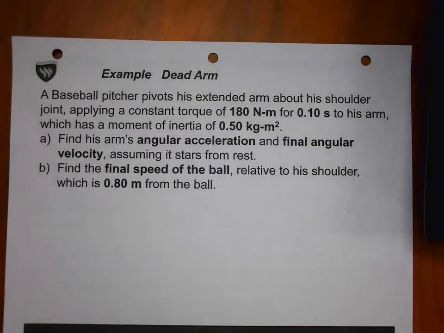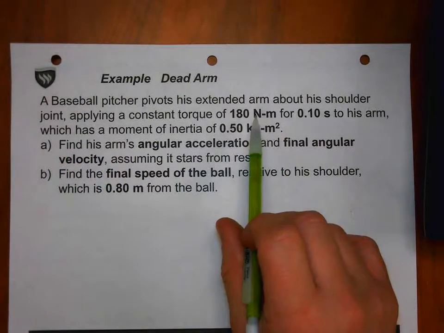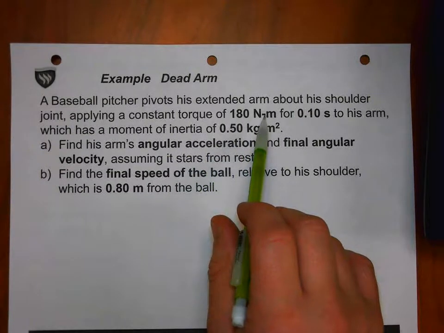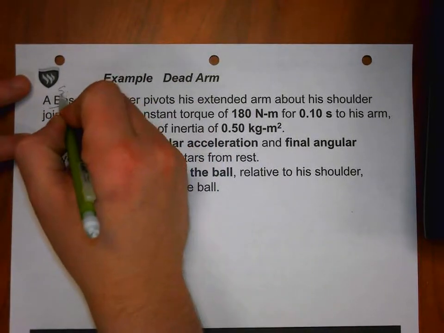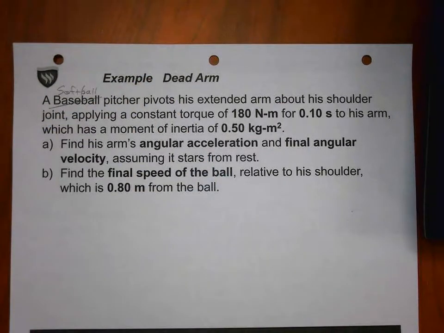Okay, so we're now moving on to talking about topics involving moment of inertia. In this case, a baseball pitcher pivots his extended arm about his shoulder joint, applying a constant torque of 180 newton meters for some duration of time. Now, as we discussed in class, this makes much more sense for a softball, where they're swinging their straightened arm in an underhand fashion.